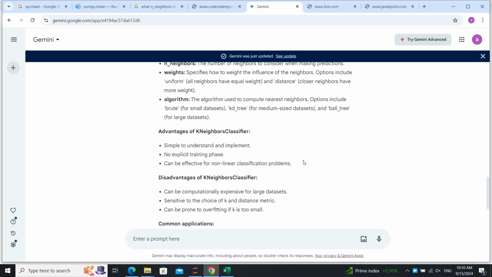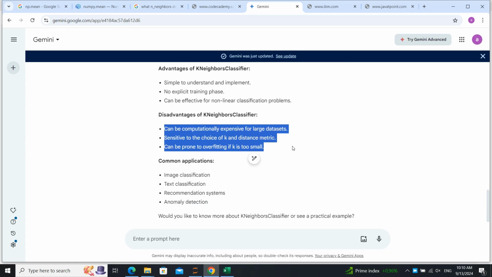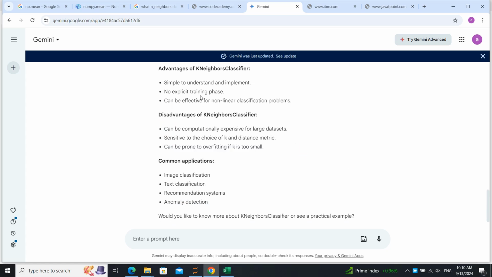Advantages and disadvantages of K-neighbors. Okay, let's read the advantages. Simple to understand and implement. You see, even if we don't know the theory, we can implement it. No explicit training phase. Can be effective for non-linear classification problems.